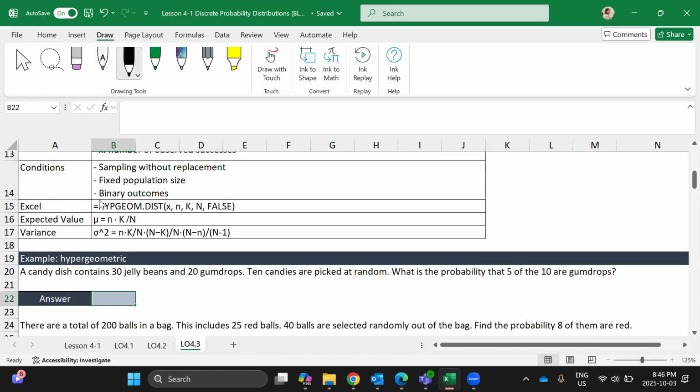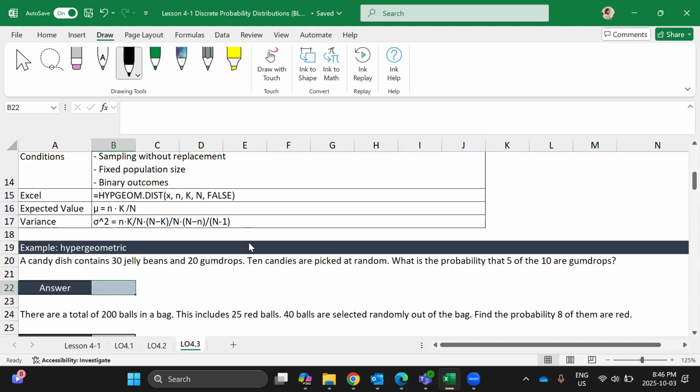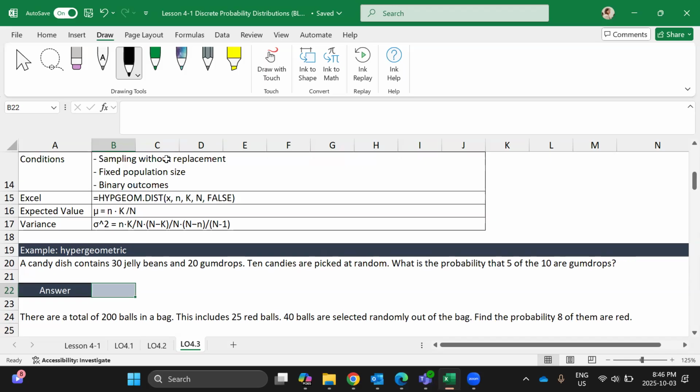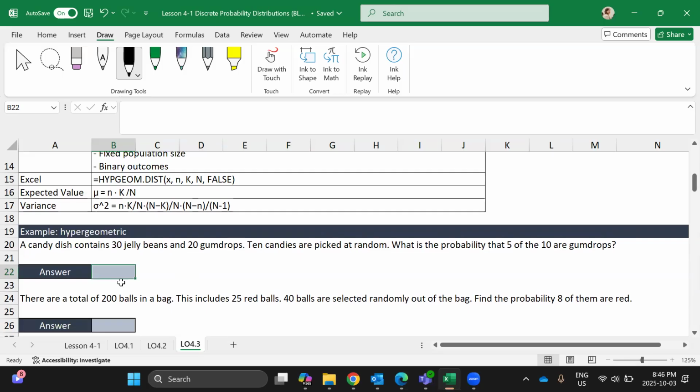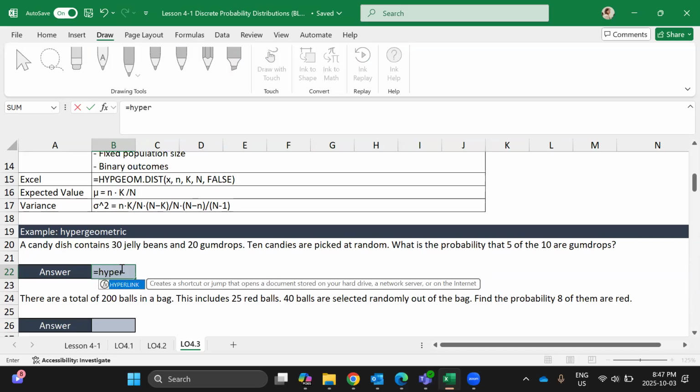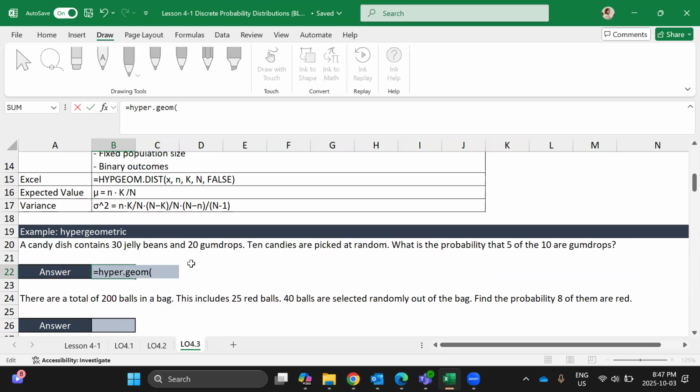In this case, the binary outcome is: is it a gumdrop or is it a jelly bean? There are only two options. The fixed population size is we have 30 jelly beans and 20 gumdrops. That's 50 candies altogether. And we're sampling without replacement. That means we're not putting them back in. If we pick them out, we're going to eat them from the jar, so we can't put them back in. To calculate the chance from this question that 5 out of 10 are gumdrops, we use HYPGEOM.DIST. Oh, I wrote that wrong, sorry.